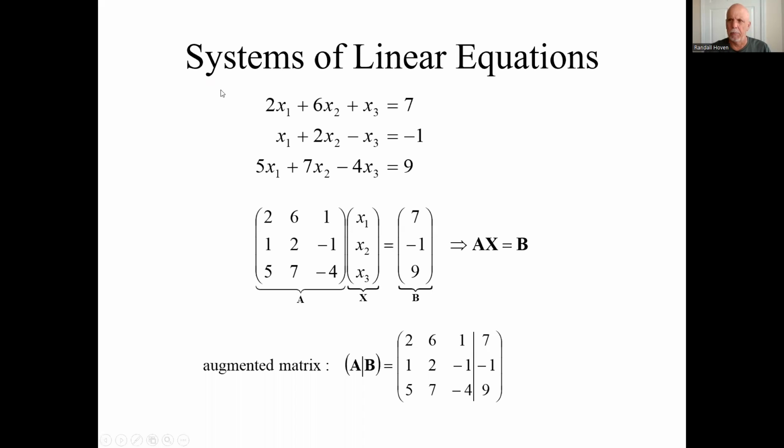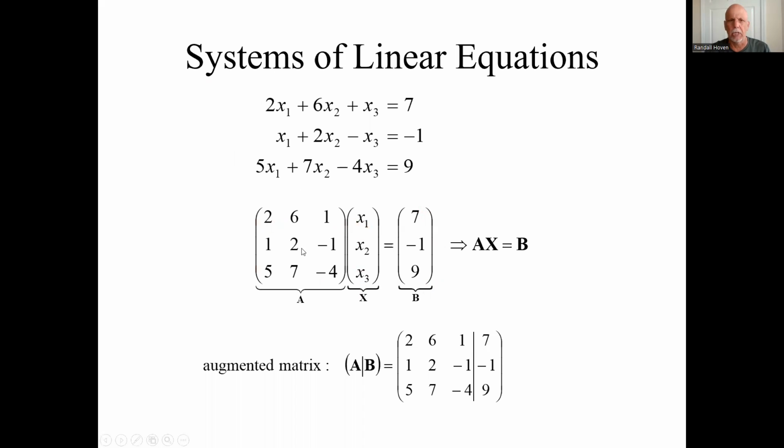Okay, now we're going to use a matrix approach to solving systems of linear algebraic equations. So say we've got these three equations and these three unknowns, x1, x2, x3. Satisfy yourself that this matrix equation is the same as these three scalar equations.